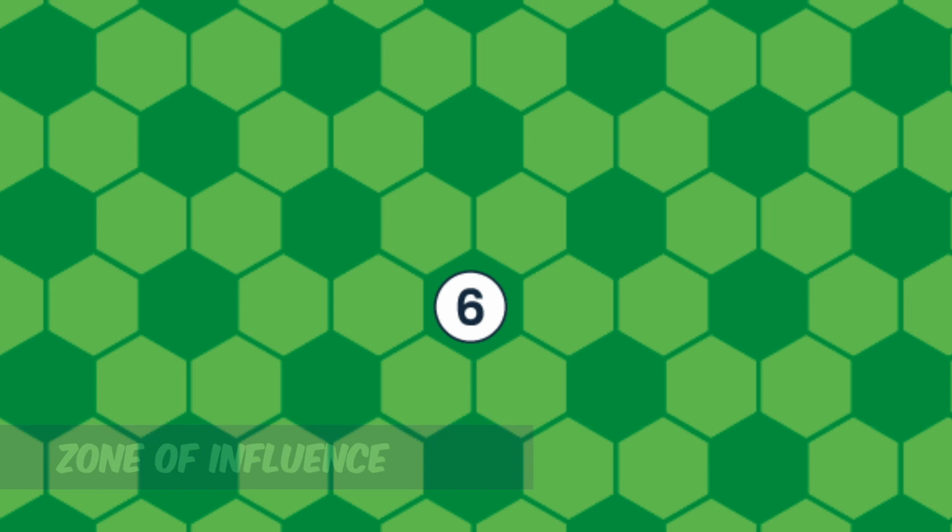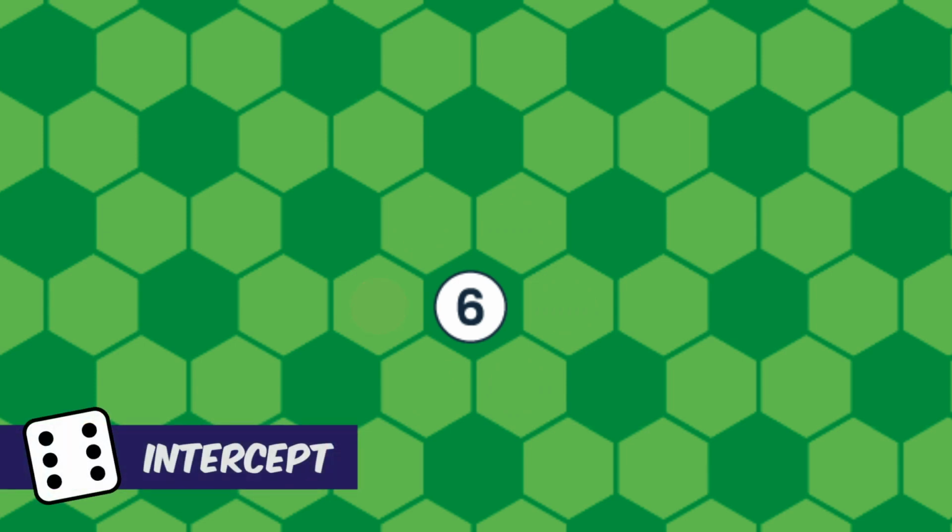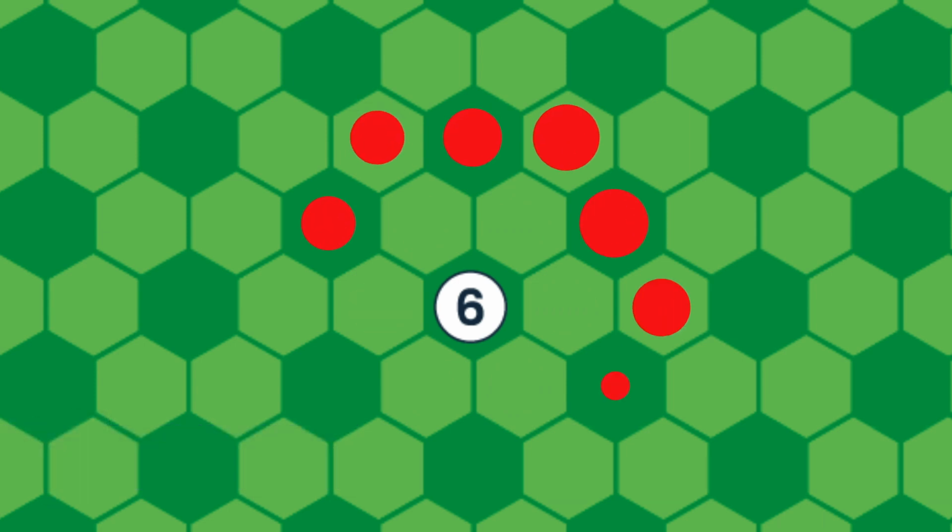Every player can influence what happens in the hexes immediately surrounding them. A low pass cannot go through an opponent. If a low pass comes within 1 hex of an opponent, that opponent can roll a 6 to make an interception. If a high pass comes within 2 hexes of an opponent, that opponent can challenge for the header.